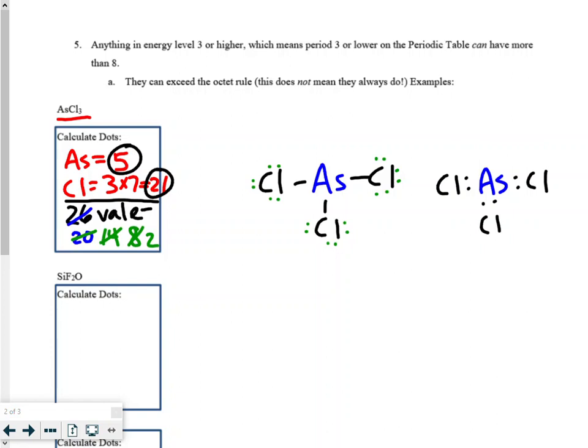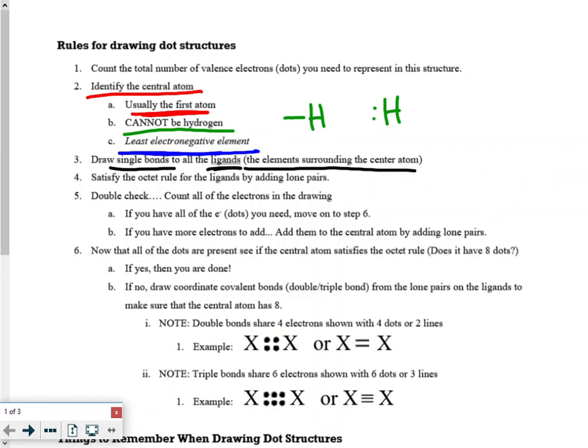So let's go back to our rules. We satisfy the octets of the ligands. Now, double check, count all the electrons in the drawing. If you have all the electron dots you need, move on to step 6. Did we put all the electrons out? No, we still have 2 extra.